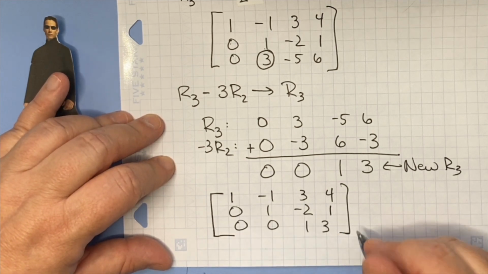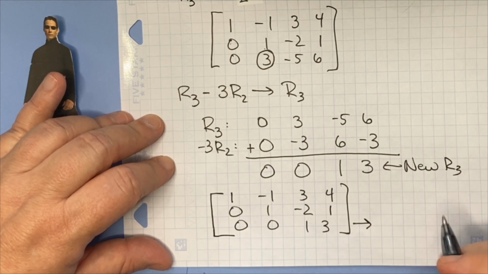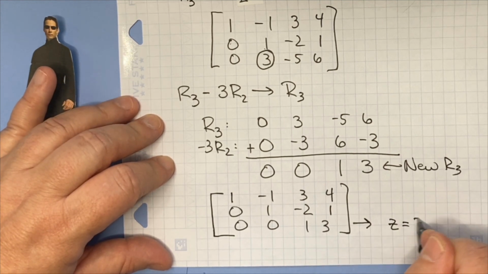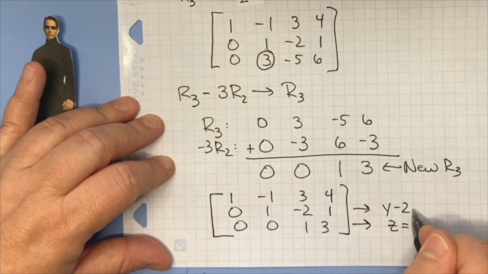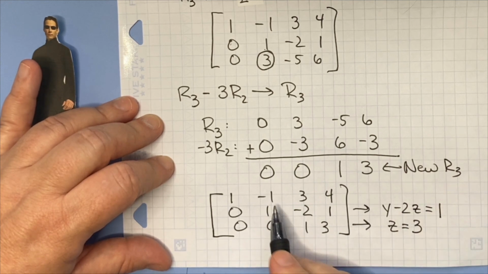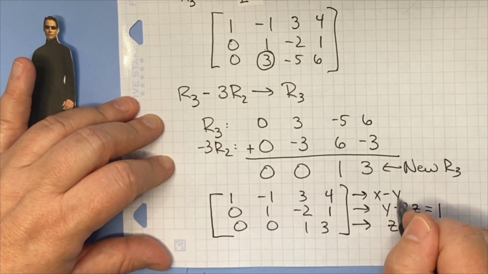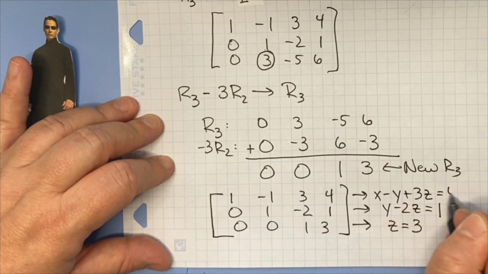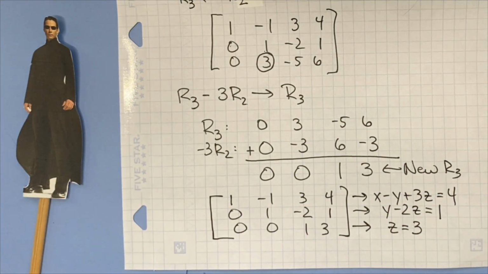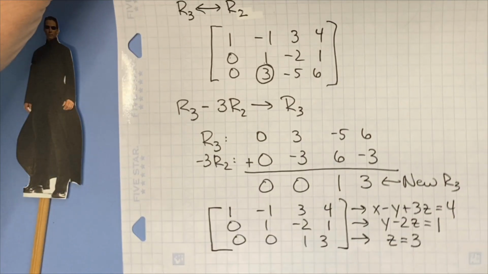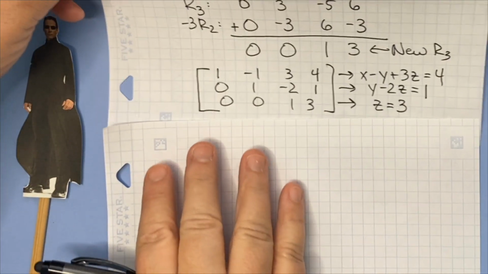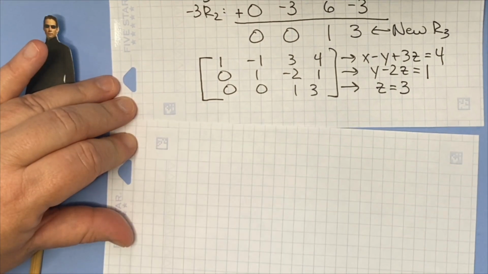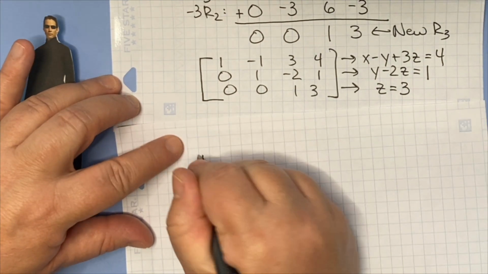So from this row, I get z equals 3. From this row, I get y minus 2z equals 1. And from this row, I get x minus y plus 3z equals 4. So if I get another piece of paper, I can use back substitution to solve.